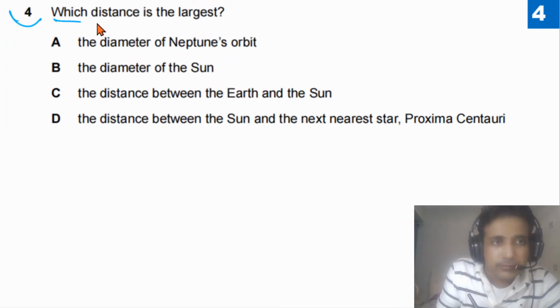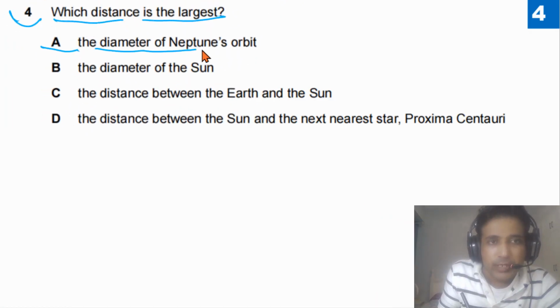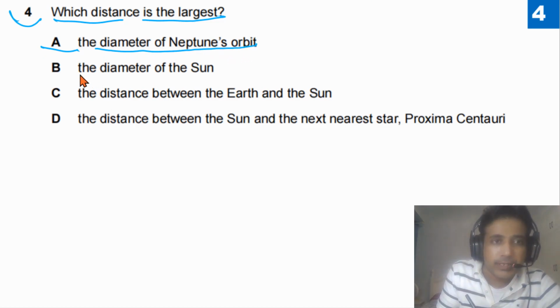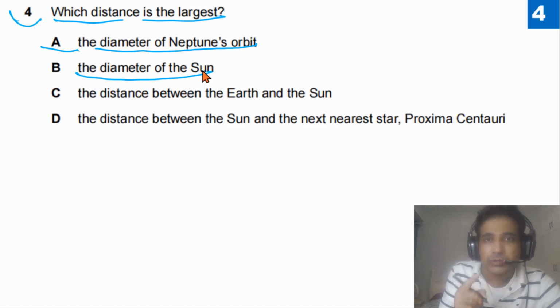Question 4 says, which distance is the largest? If you look at option A, this is about the diameter of Neptune's orbit. So this is part of the solar system. Next one, this is the diameter of the sun. So this is also part of the solar system. The distance between Earth and the sun is also part of the solar system.